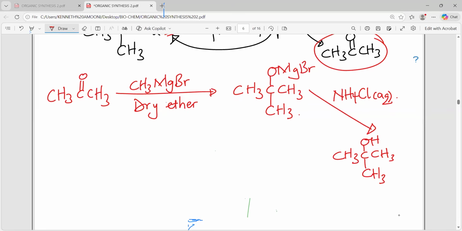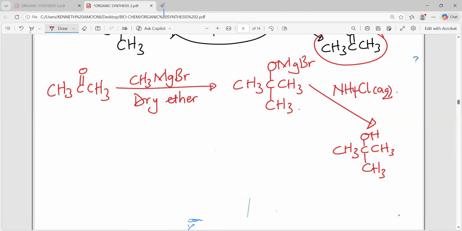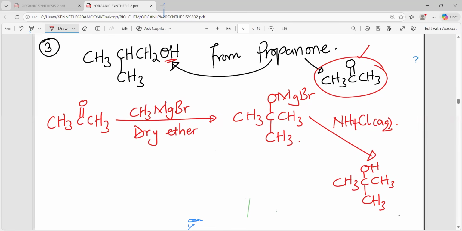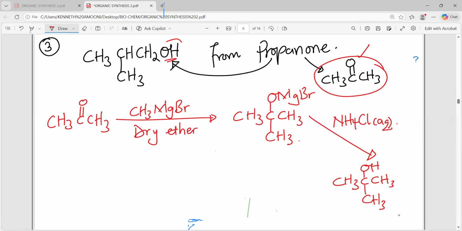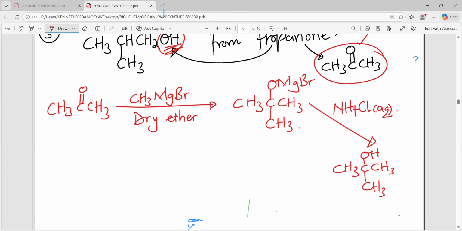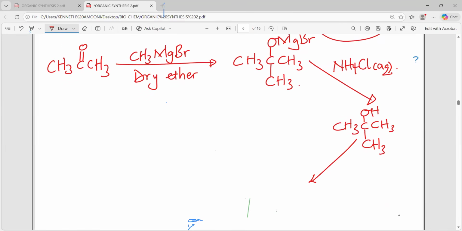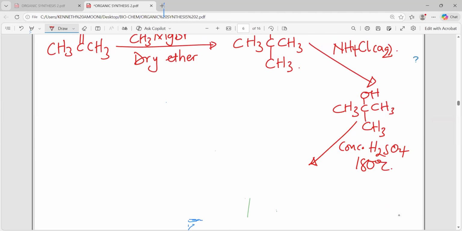Okay. So after that, we have already formed our tertiary alcohol. And you have seen that the number of carbon atoms has increased. But how are we going to introduce the OH group at the end, the hydroxyl group at the end? One thing you can do is dehydrate it using concentrated sulfuric acid, then you heat at 180 degrees Celsius. And after doing that, you will form an alkene.